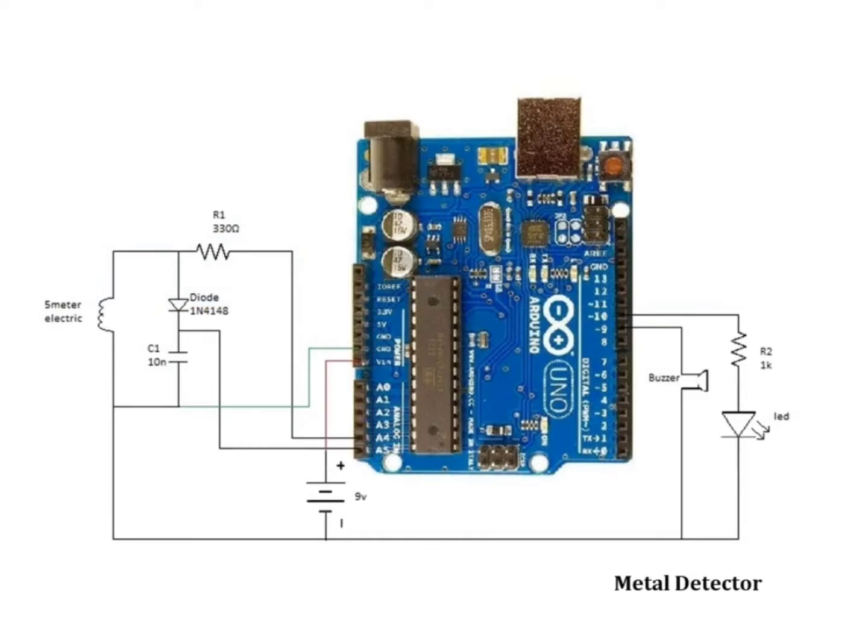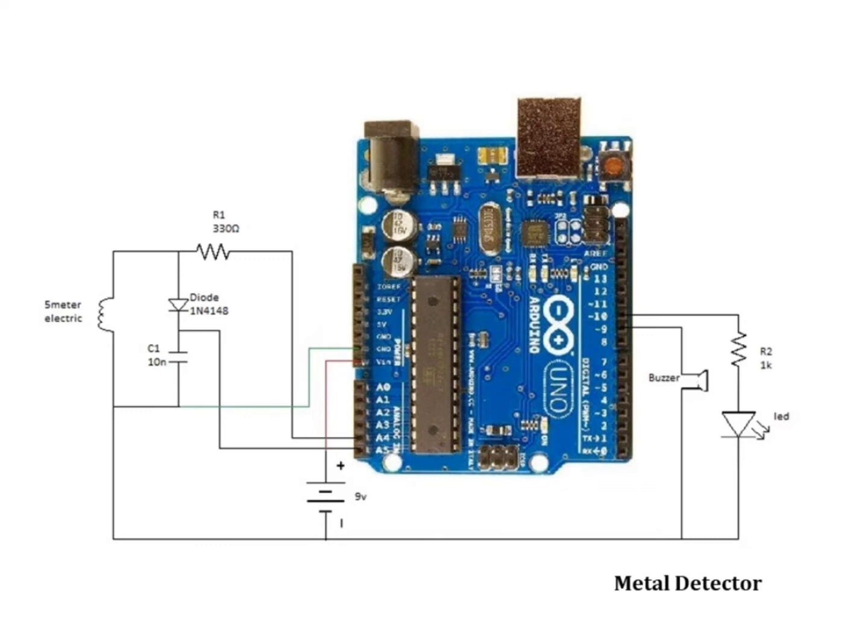Next is our circuit diagram. This one is the circuit diagram for the metal detector. We have used here an Arduino Uno board for controlling the whole metal detector project. An LED and buzzer are used here as metal detector indicators. A coil and capacitor are used here for detecting metal.